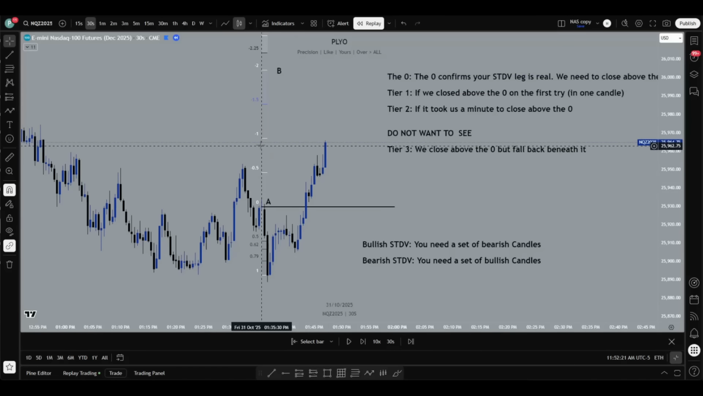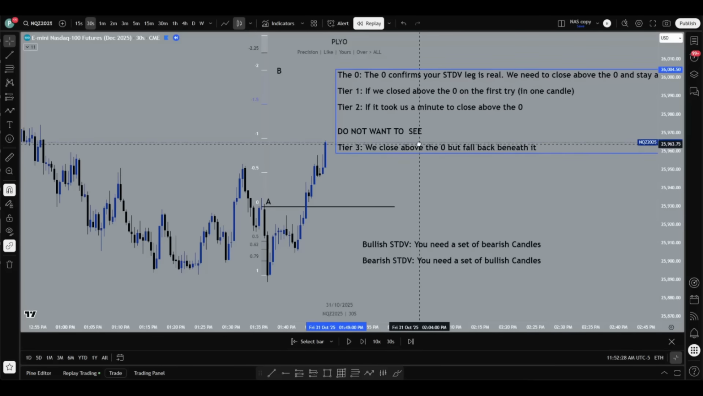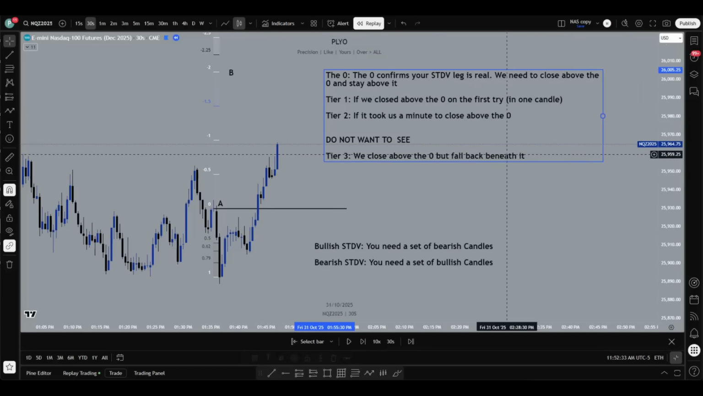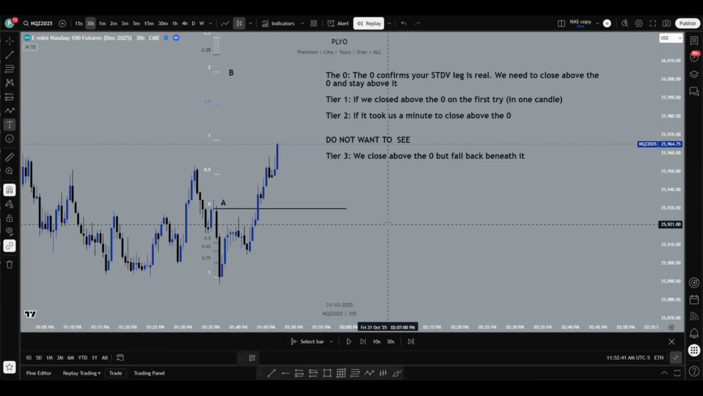We'll talk about what that means as well. But this is what you're looking for, the 0. You need to see us close above the 0 and stay above it. It's very important that you see us stay above it. Extremely important. To go even deeper into what the 0 actually is, we have to talk about what PD arrays form.